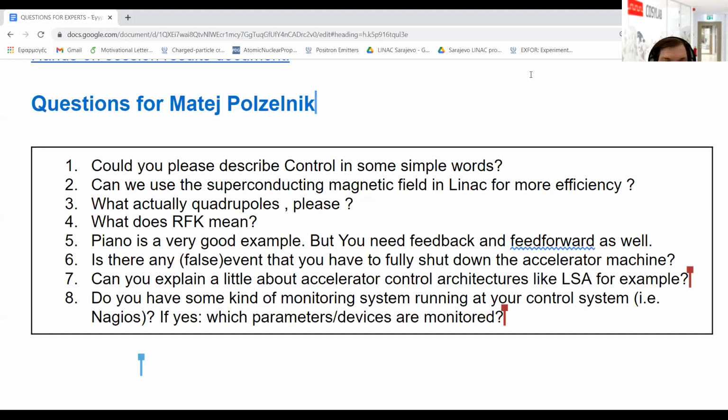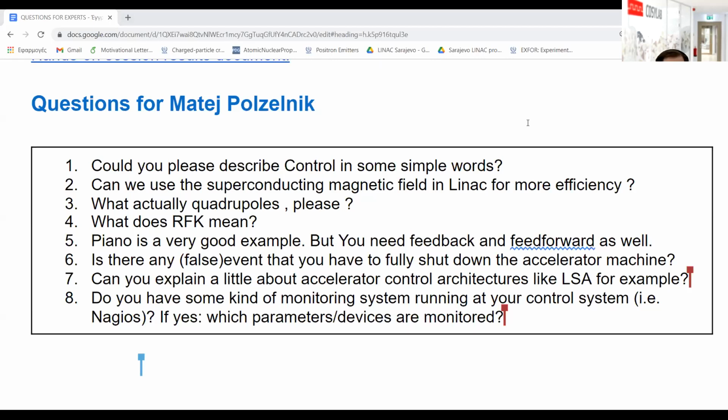Is there any false event that you have to fully shut down the accelerator machine? False event, yeah, it could happen, and that's why you have conditioning and commissioning of the accelerator. First, when you are building the accelerator, you have to check all the components, and then you have some test runs, and you check what can go wrong, and then you can implement this into your control system.